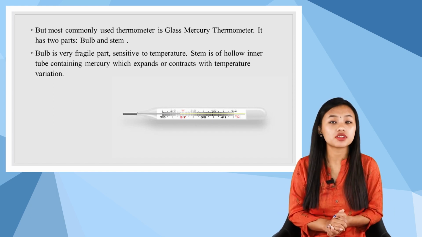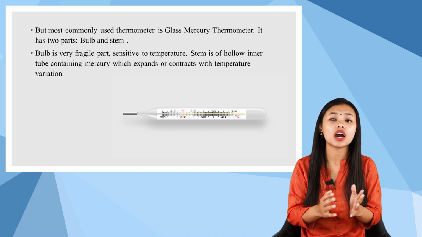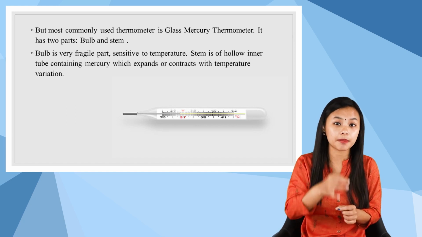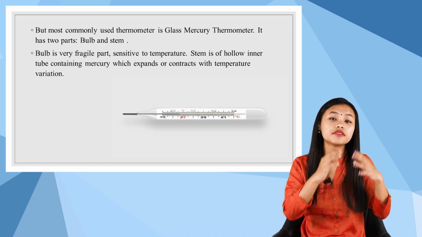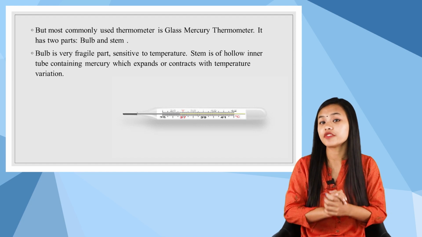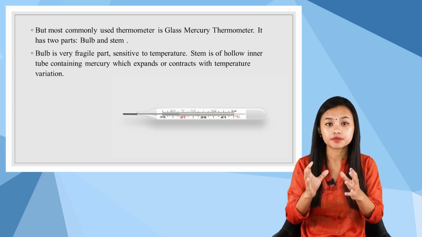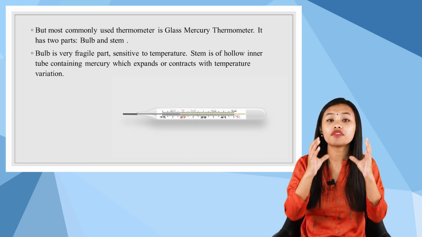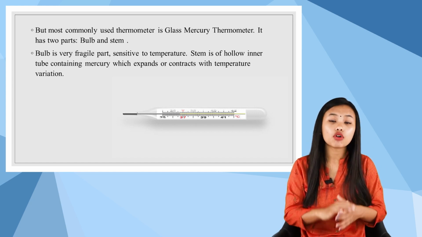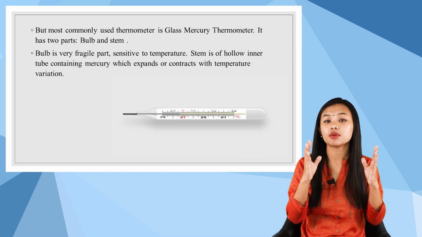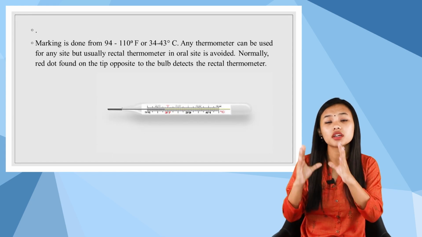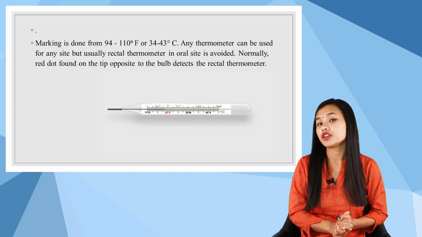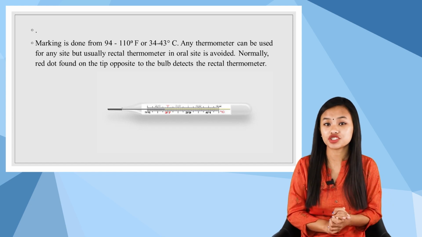And this glass mercury thermometer, as you can see in the picture, has two parts, that is the bulb as well as the stem. Here the bulb is the very fragile part and is also very sensitive to the temperature. And the stem is a hollow inner tube which consists of the mercury that will expand or contract with the variation in the temperature. So the marking is done from 94 to 110 degrees Fahrenheit or 34 to 43 degrees Celsius.